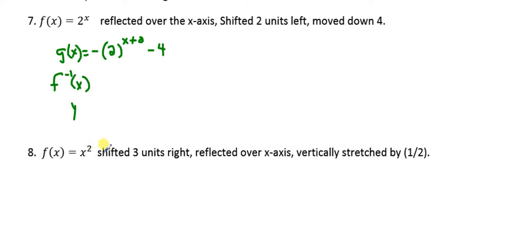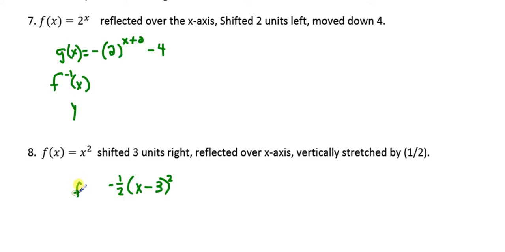Same kind of thing with a quadratic x squared. We're going to shift 3 units right, so that's going to be in parentheses. We're going to do it to the x, 3 units to the right, so that'll be (x - 3) squared. Reflected over the x-axis and then vertically stretched by a factor of 1/2. So the 1/2 will get multiplied, and then we'll have a negative 1/2.